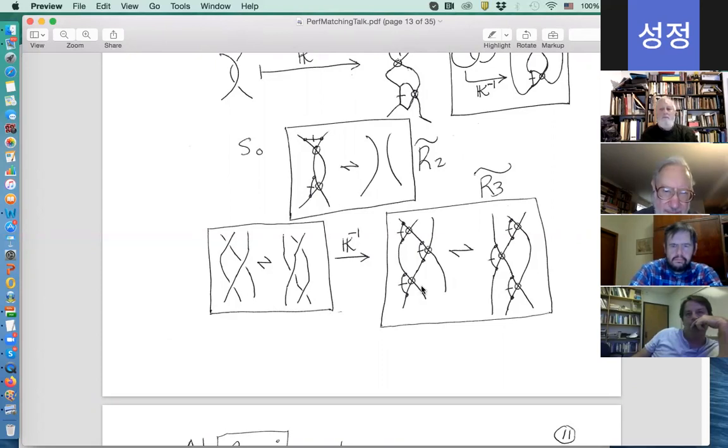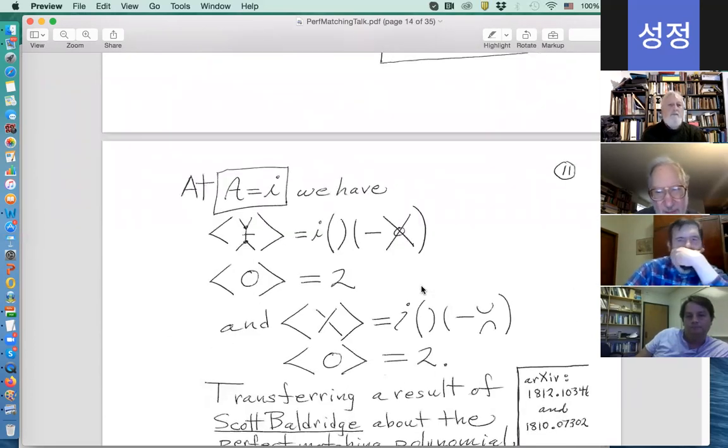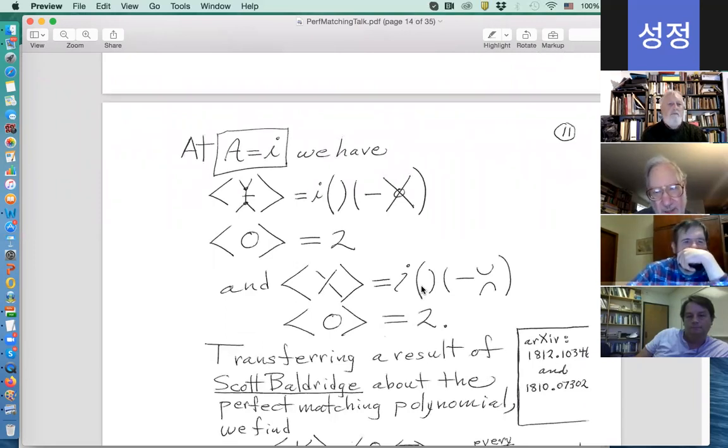And Scott went further, working in the graph category a while back, and worked out Kauffman homology for these graphs. And I'm sure he'll mention that when he talks about it. And we are working on integral Kauffman homology for the graphs by thinking along these same lines.